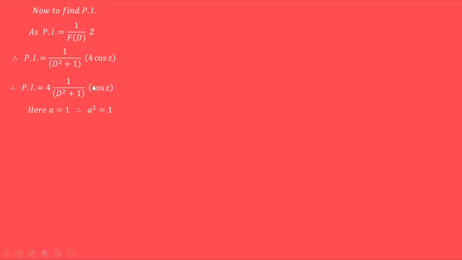Here we have to put D square is equal to minus a square. What is a? a is 1. As a is 1, so a square is 1. So minus of a square means minus 1. If we put D square is equal to minus a square, here the denominator becomes 0. And we know if the denominator becomes 0, we have to use that second result: 1 upon D square plus a square bracket raised to r cos of ax is given by minus 1 raised to r x raised to r cos of ax plus r pi by 2 upon r factorial into 2a raised to r. Here value of a is 1 and value of r is again 1. So we have to use this result because here the denominator becomes 0.